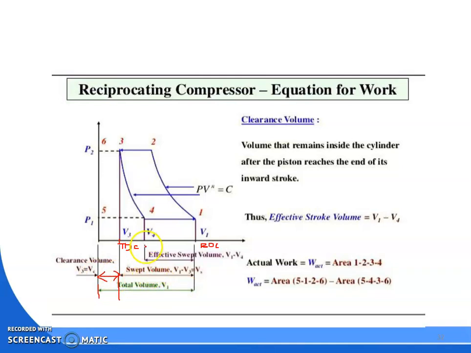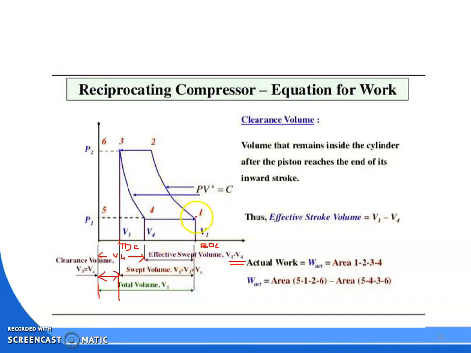Here the volume is V4. Where will the suction happen? Suction will happen from 4 to 1. So V1 minus V4 is known as the effective swept volume. At this volume, the air enters the cylinder.